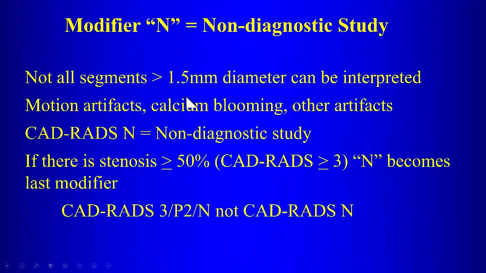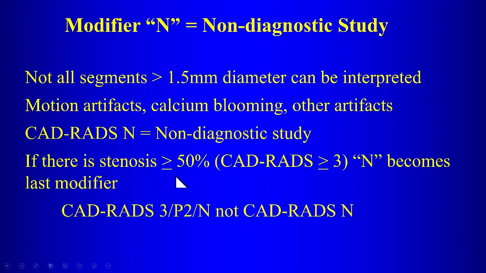And for non-diagnostic study, if for some reason there's motion, there's blurring of vessels, and you cannot evaluate all of the vessels, then you would use this modifier N, alerting the physician, hey, we haven't been able to evaluate all the vessels adequately, so we can't rule out that there might be a lesion that we're not evaluating.